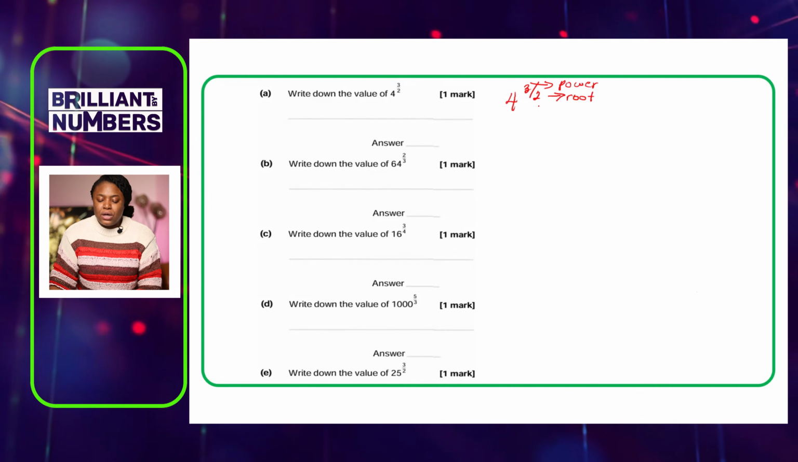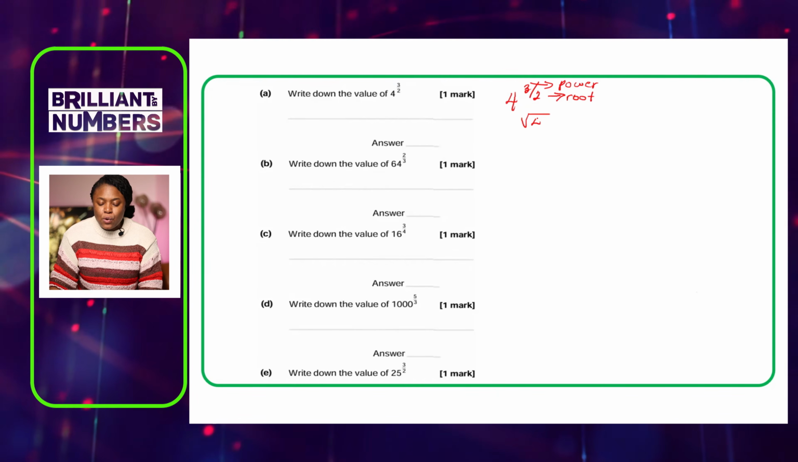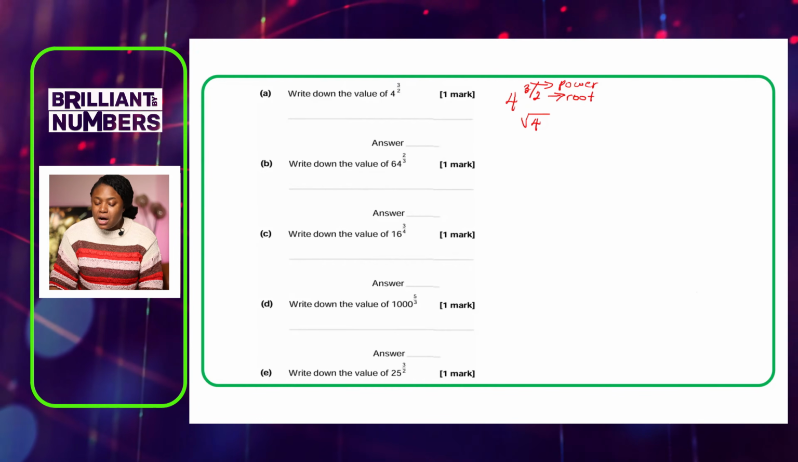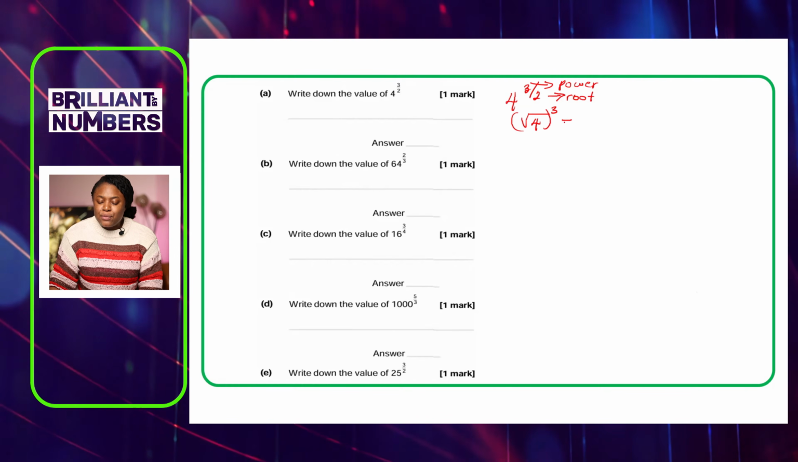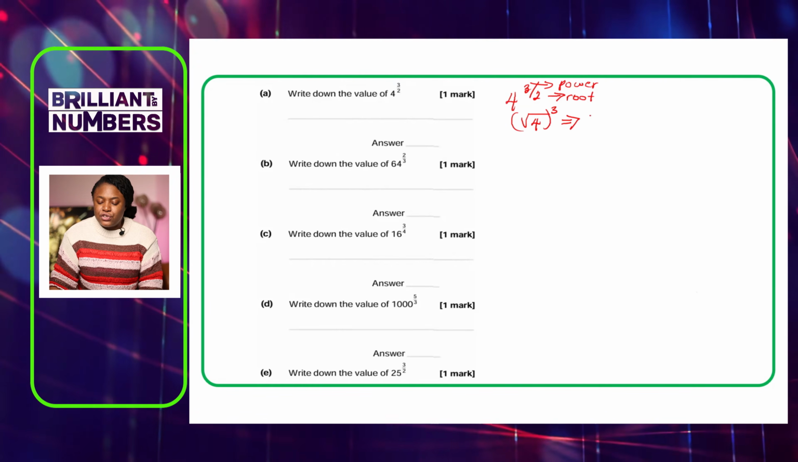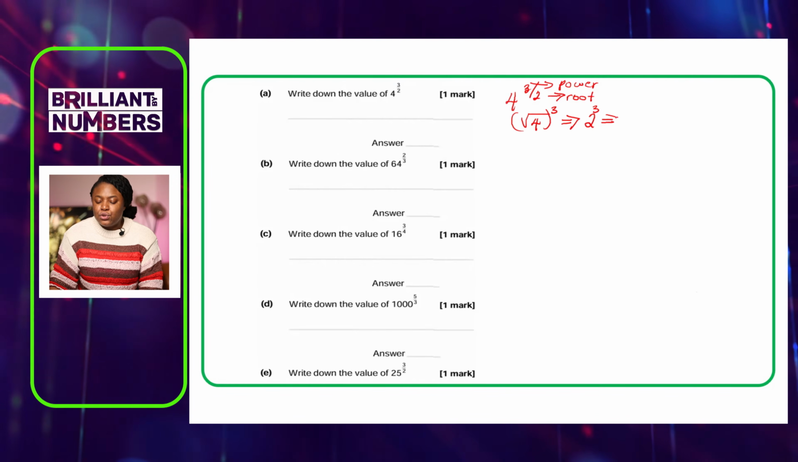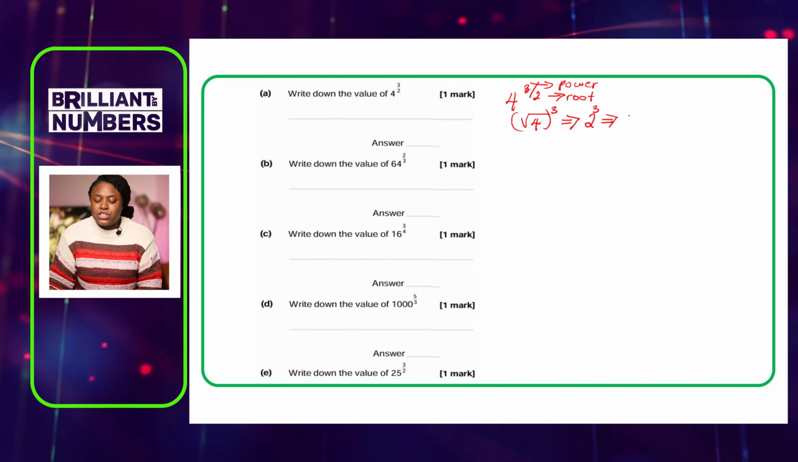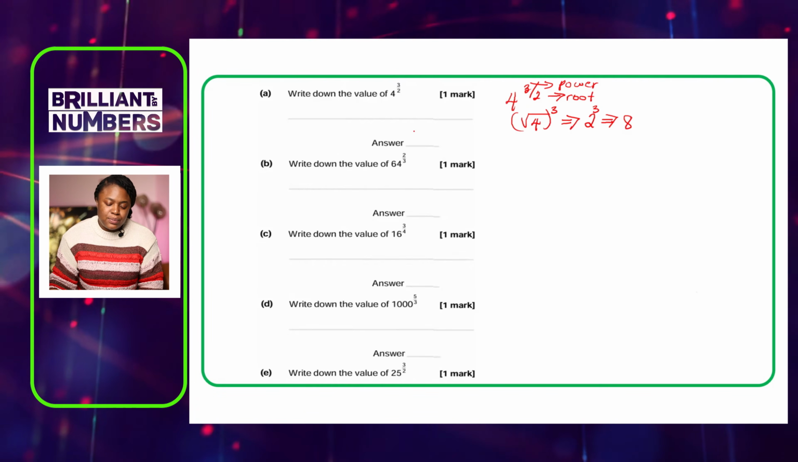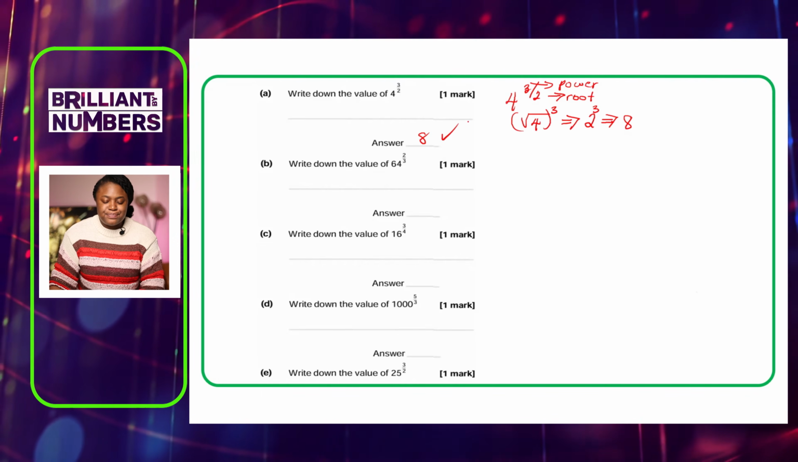So therefore, we are asked here to do the square root of 4, and when we get our answer, we should cube it. So the square root of 4 is 2, and we need to cube 2, and the cube of 2 means 2 times 2 times 2, which is going to give us 8. So we put that on our answer line. So the answer is 8.